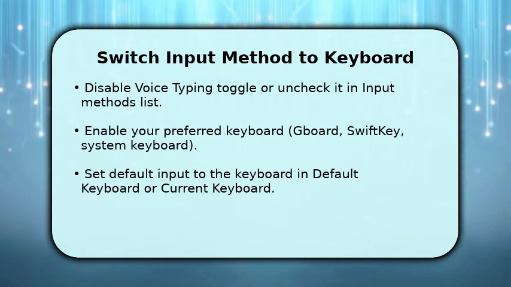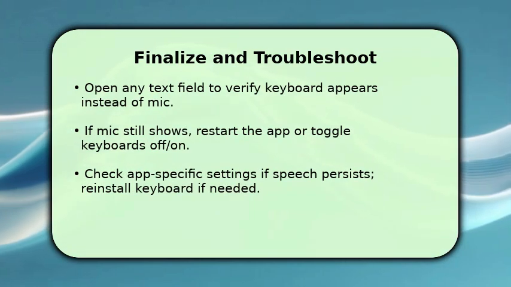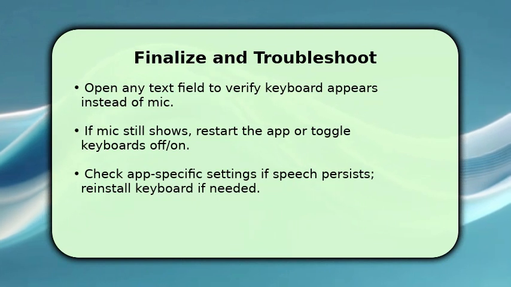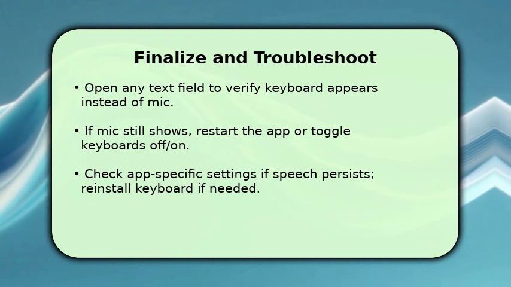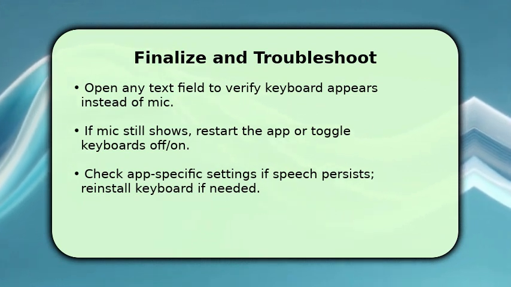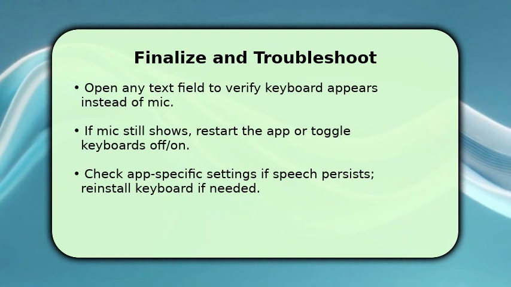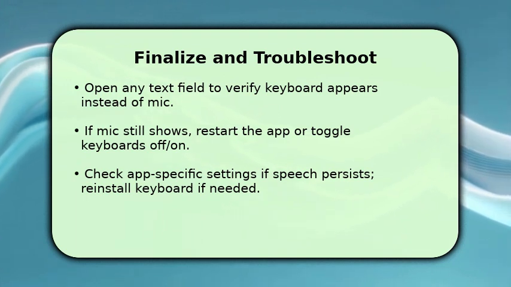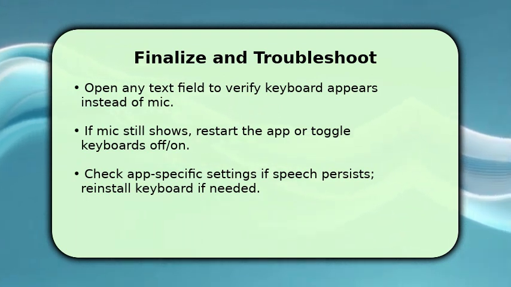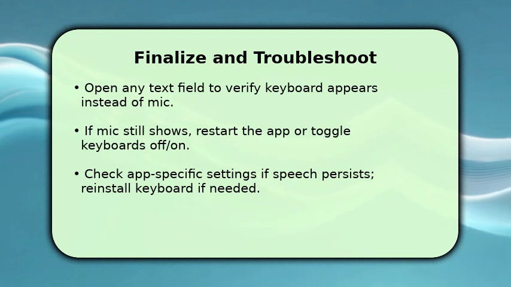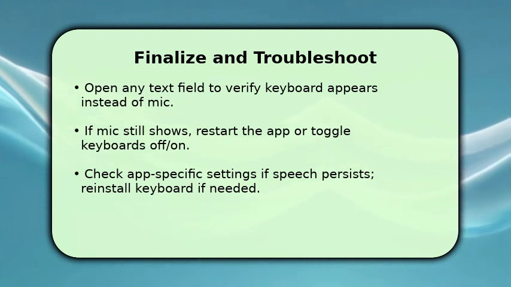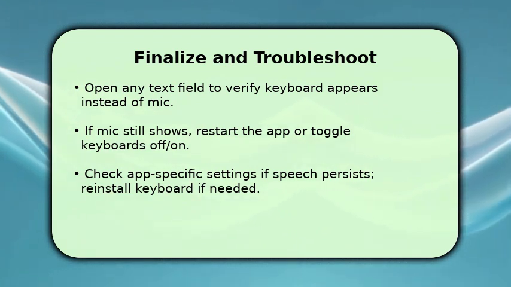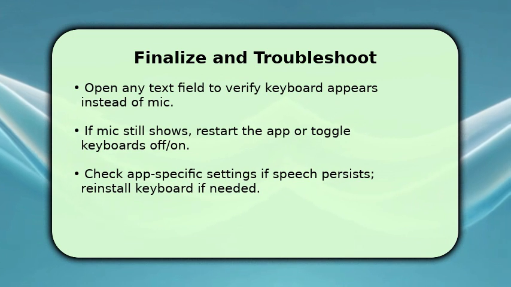Finish by opening a text field to confirm the keyboard appears instead of the microphone voice typing interface. Type a few characters to verify. If the mic still shows, try restarting the app or toggle keyboards off and on in Settings, because that refresh often resolves lingering defaults. If problems persist, make sure the app doesn't override input method in its own settings, and, as a last step, reinstall or update your keyboard app to clear configuration errors and restore normal keyboard input.